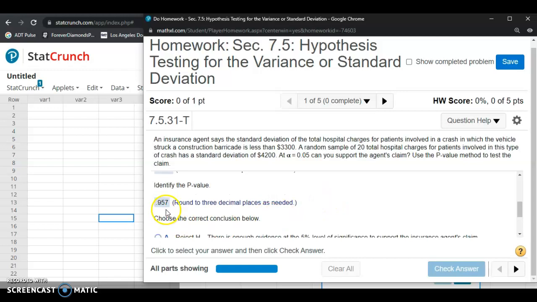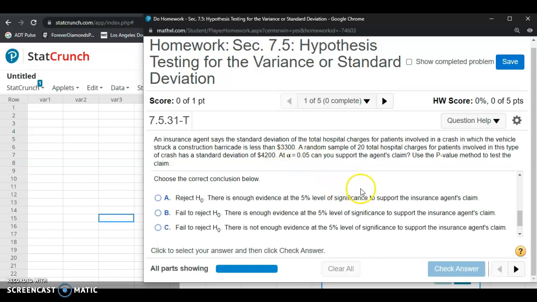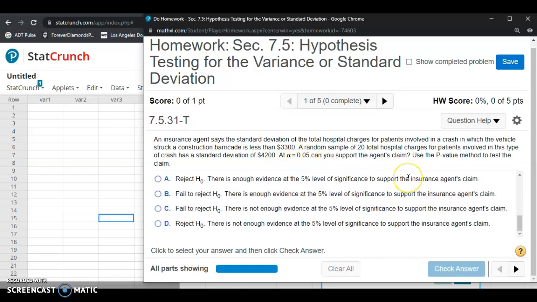So to decide whether we reject the null hypothesis, we compare the p-value to the significance level. Remember, if the p-value is less than the significance level, which in this test is 0.05, we would reject the null hypothesis. But in this case, the p-value is larger than the significance level of 0.05, so we fail to reject the null hypothesis.